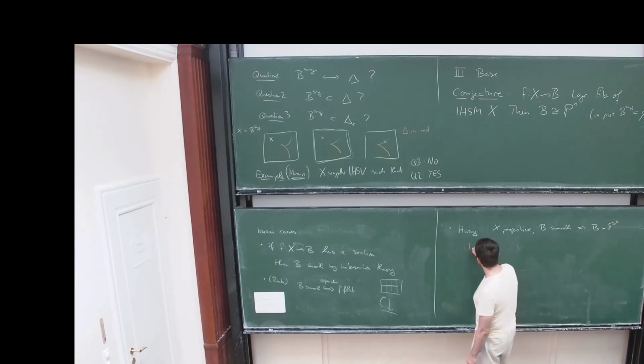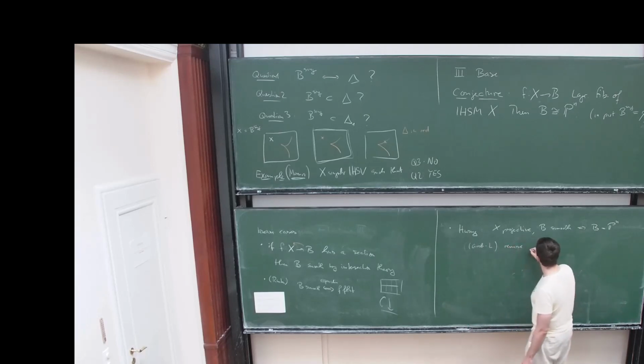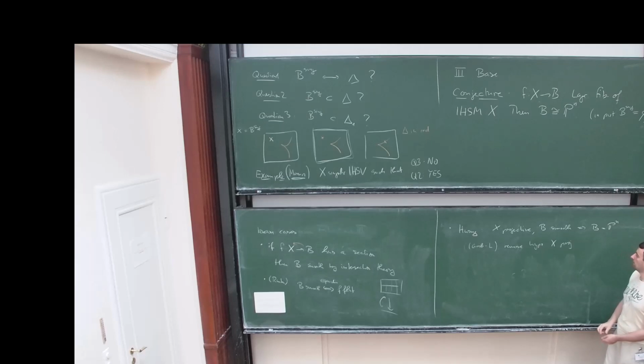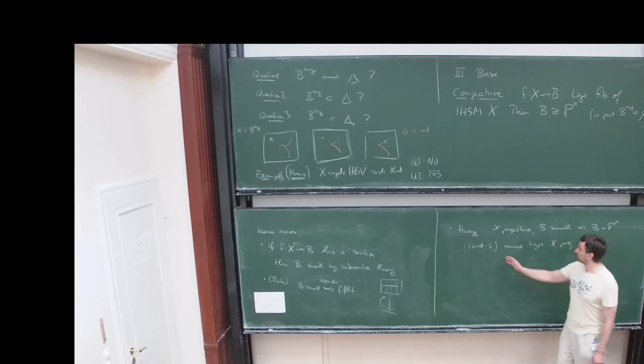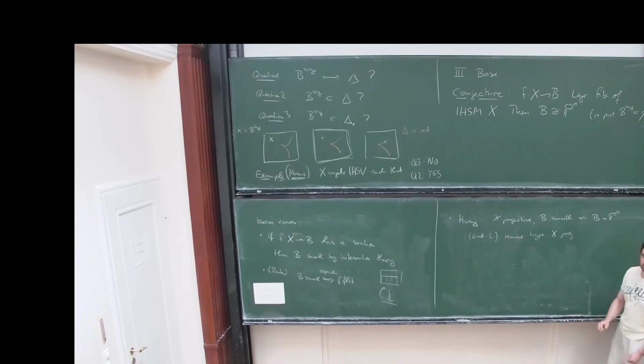So there is some addendum to that by Daniel Greb and myself. So we remove the hypothesis that X is projective. So if you have X just an IHSM, potentially Kähler, as soon as B is smooth, then B is P^n. I should say the large part of the work is really Wang's theorem, and the reduction of the Kähler case to the projective case is not that difficult. So you can either show directly that the base is P^n, or you can just show that the base is smooth and then apply Wang's result.